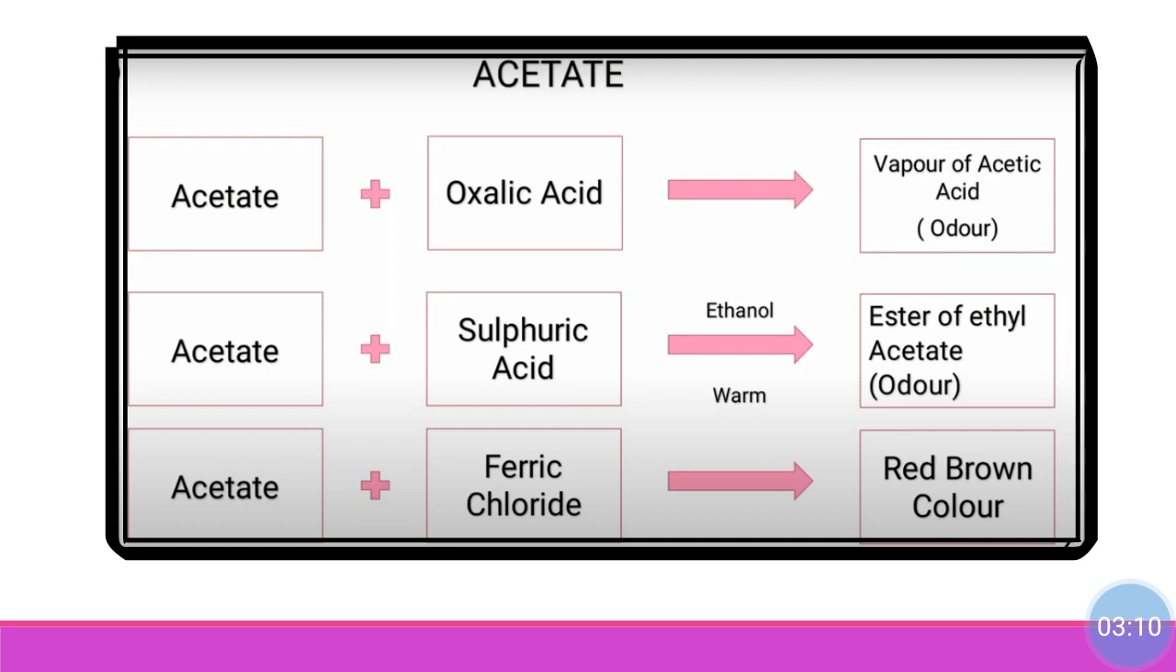First, it reacts with oxalic acid, and we recognize it by odor, the vapor of acetic acid comes and we can recognize it with the help of odor. Then with sulfuric acid, we just warm it in the presence of ethanol, and there is also an odor, the sweet odor of the ester, ethyl acetate. Then when it reacts with ferric chloride, that is FeCl3, there will be formation of red brown color. So these are the 3 tests for acetate.